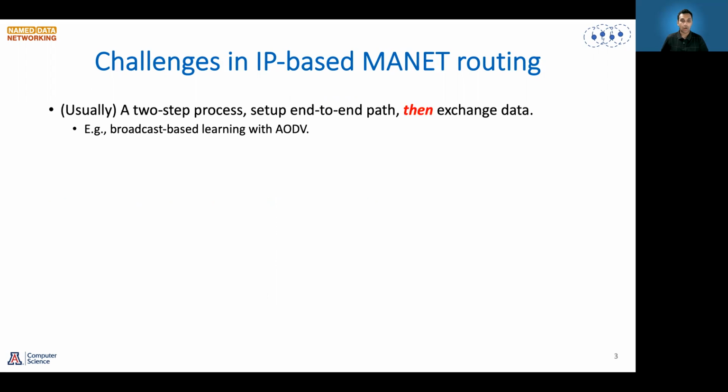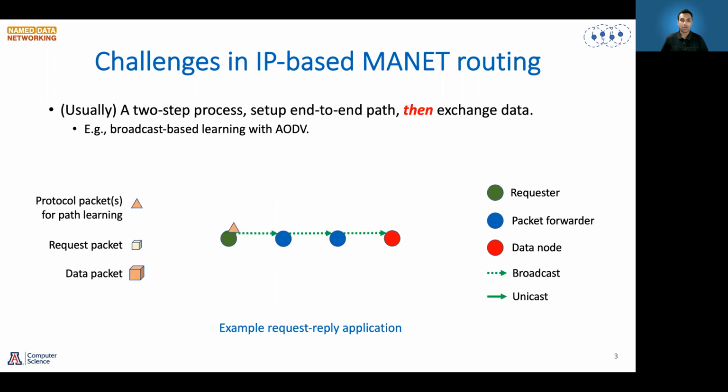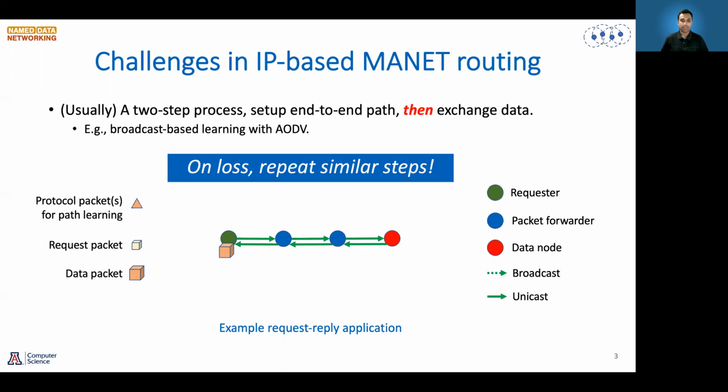Most protocols follow a two-step process: establishing an end-to-end path and then exchanging data. In this example, the requester broadcasts a protocol packet to learn a path towards the data node with another protocol packet. The requester then unicasts a request packet to get a data packet back. Thus, on packet loss, these steps repeat, gradually becoming costly for data exchange.